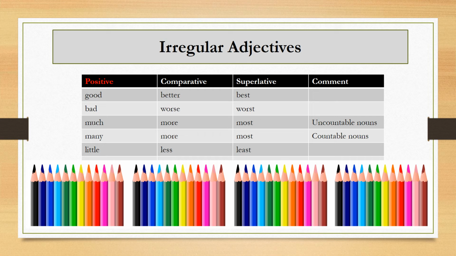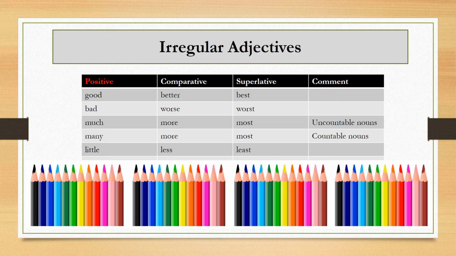Here are a few of the irregular adjectives like good, better, best; bad, worse, worst; much, more, most; many, more, most; little, less, least. Much is used with uncountable nouns, while many is used with countable nouns.